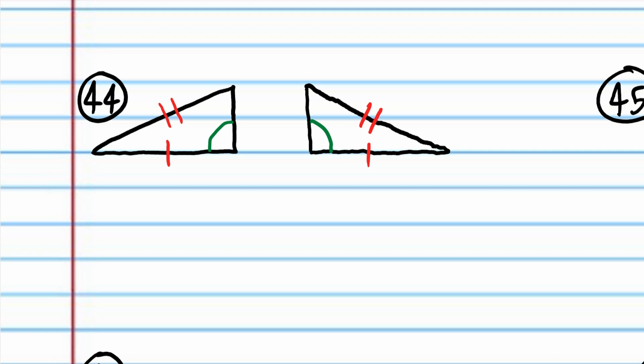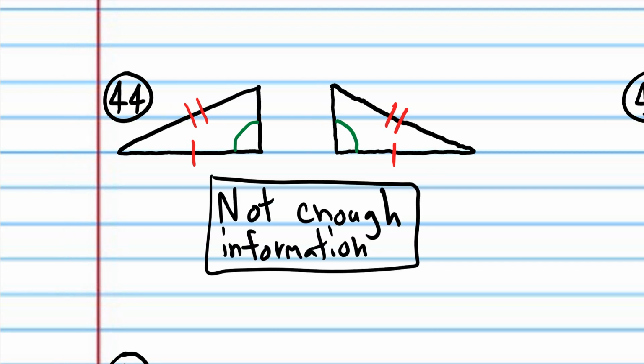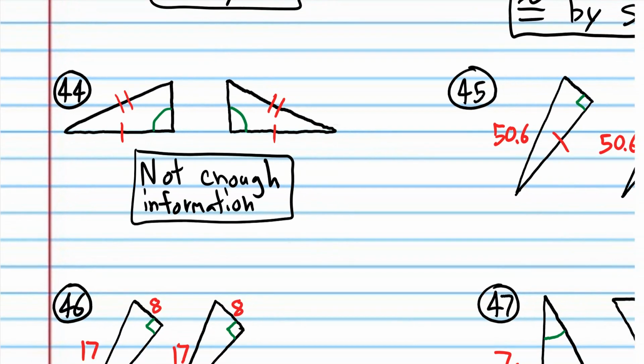theorem. So can we use any other theorems or postulates? Well, we have side, angle. So is there an SSA postulate or theorem? And the answer is no. Remember, we learned that. There is no SSA postulate or theorem, so we can say not enough information. We don't know for sure that they're not congruent, but we just know that we can't prove that they're congruent. There's not enough information.